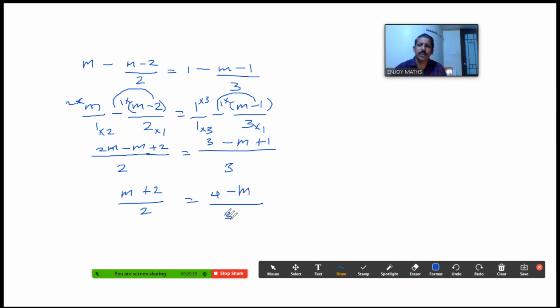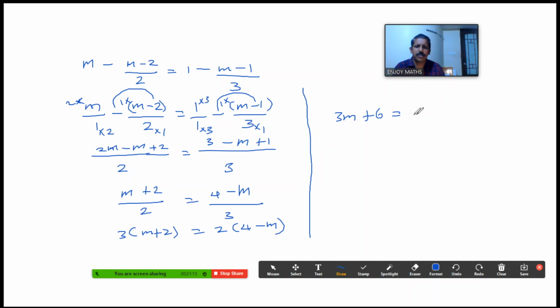Next you do cross multiplication, so that means this 3 goes there: 3 into m plus 2 equals, this side 2 goes here and multiplication, 2 into 4 minus m. Now 3 into m, 3m, 3 into 2, 6, that is equal to, now 2 into 4, 8, then 2 into m minus 2m.